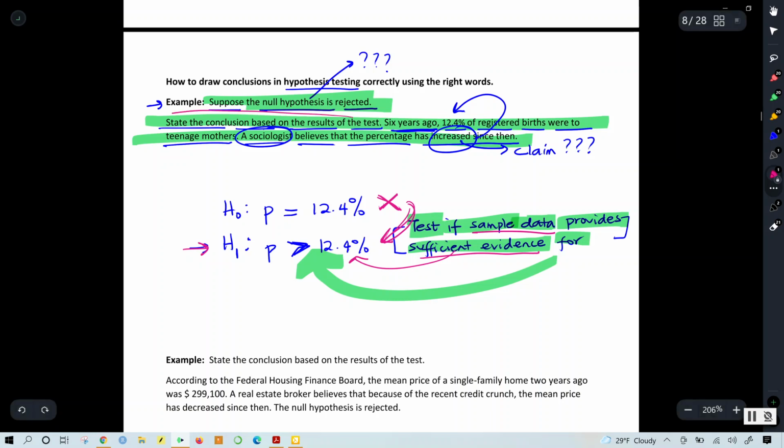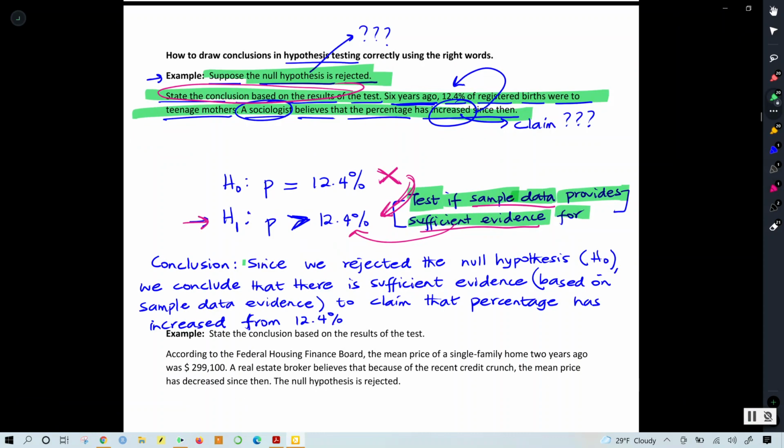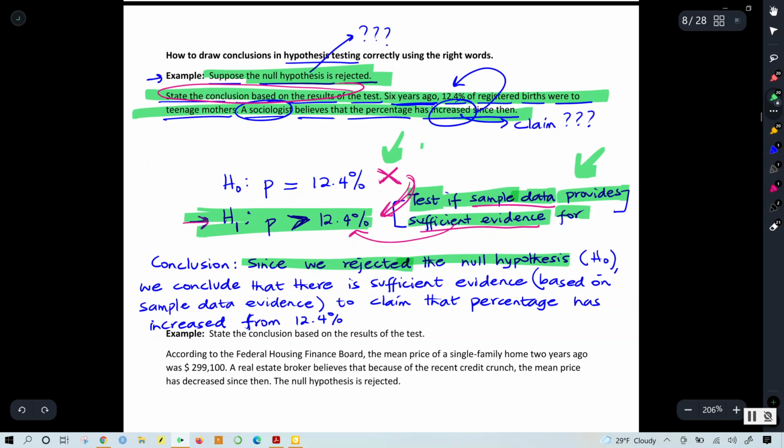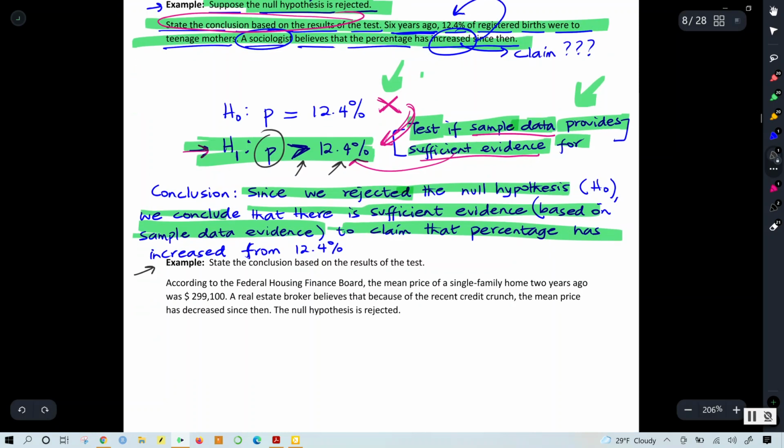So I am ready to state a conclusion then. The conclusion is as follows. Since we rejected the null hypothesis, that means that the only other implication is that when we tested the sample data, we had enough evidence in that sample data to conclude on the alternative hypothesis. So we conclude that there is sufficient evidence based on sample data evidence to claim that the percentage P has increased from 12.4%. We proceed to the next example.